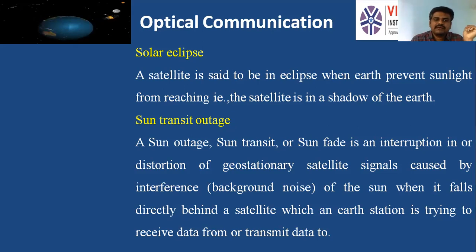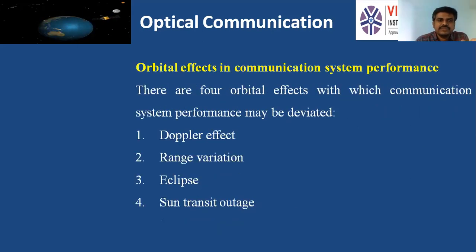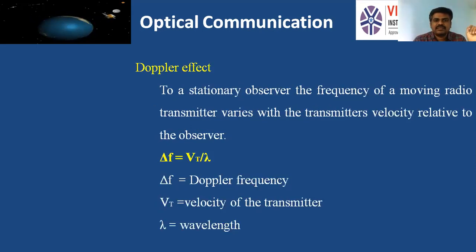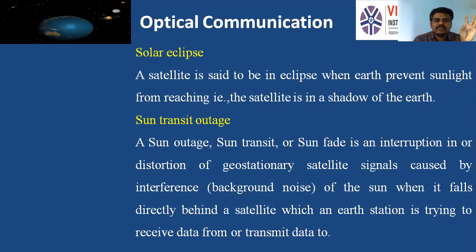So what we have learned today is about orbital effects in communication system performance. What are the four types of orbital effects? The Doppler effect, range variation, eclipse, and sun transit outage. These are the four effects which impact the communication system performance of the satellite.